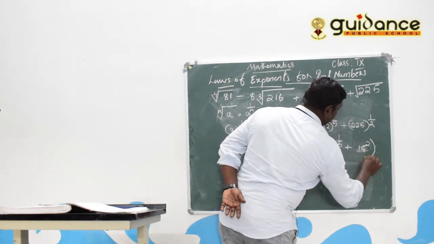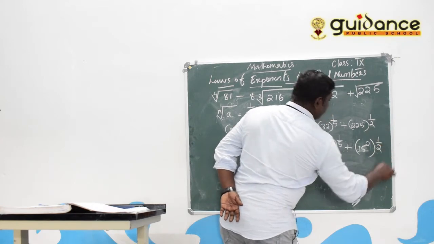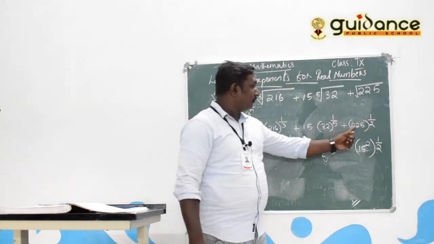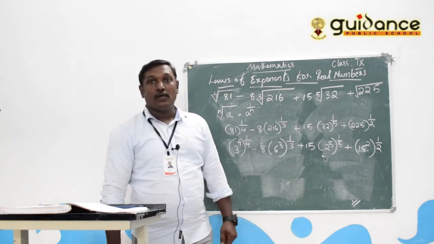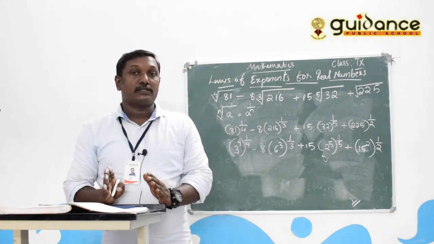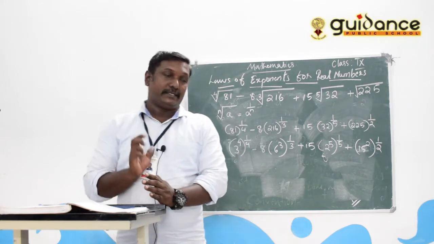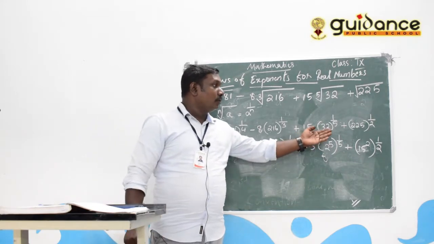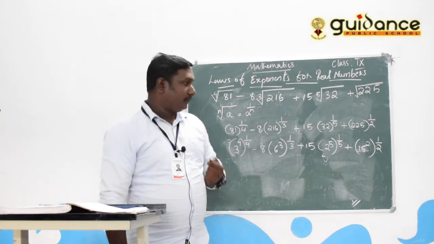15 square, all raised to 1 by 2. So it is the square of 15. 225 is the square of 15. So you know that up to 30 is perfect, the squares from 1 to 30. So you can easily identify that 225 is the square of 15.